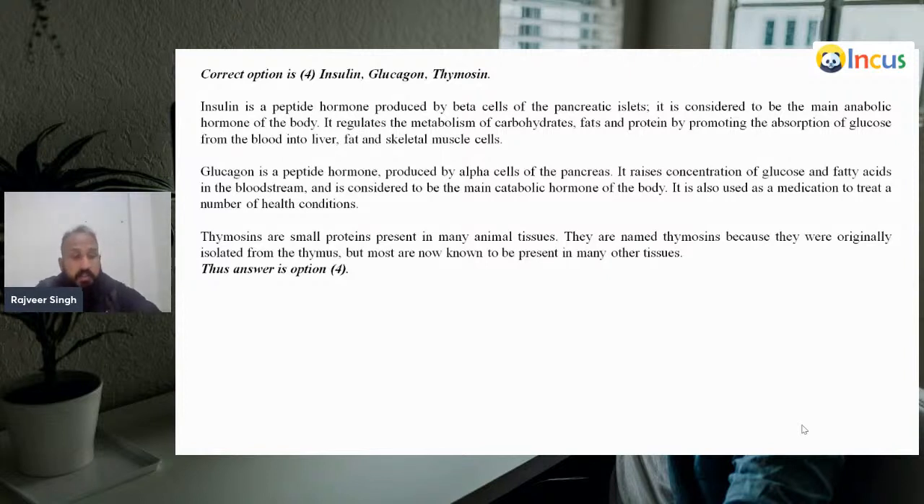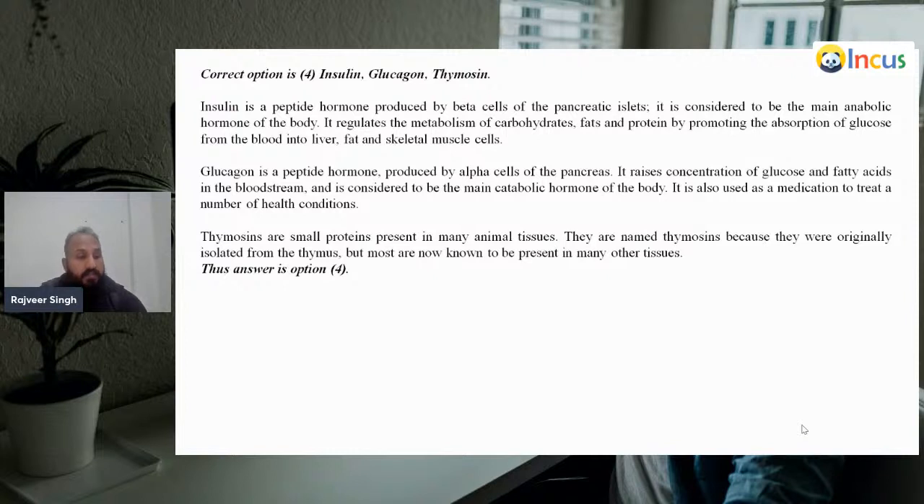Then after, thymosin is a small protein present in many animals' tissues, and they are named thymosin because they were originally isolated from the thymus, but are now known to be present in many other tissues. So I hope you will understand. Generally, insulin is a peptide hormone, glucagon again a peptide hormone, but here thymosin is a small protein. So that is why we choose it as the odd one, right?